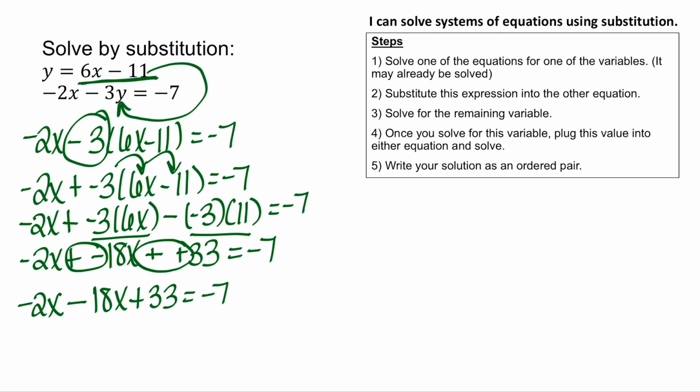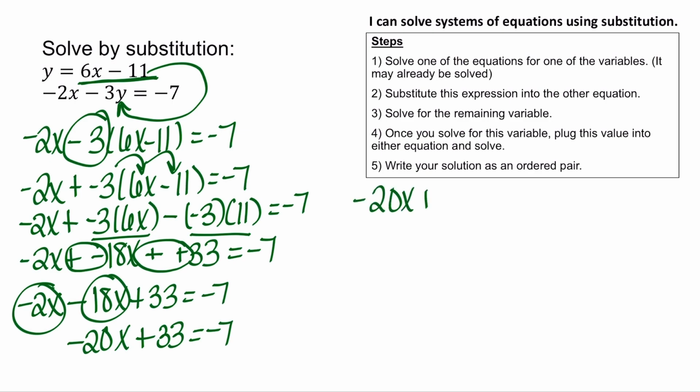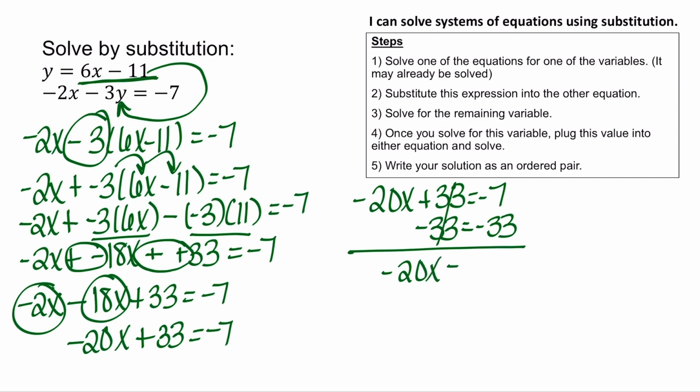Now to simplify this, I'm going to combine these two like terms. I have two x terms, so I have minus 2x minus 18x. That will combine to give me negative 20x plus 33 equals negative 7. To solve this equation, I'm going to start off by subtracting 33 from both sides. So I get negative 20x equals negative 7 minus 33, which is negative 40. Now to solve for x, I'm going to divide both sides by negative 20.